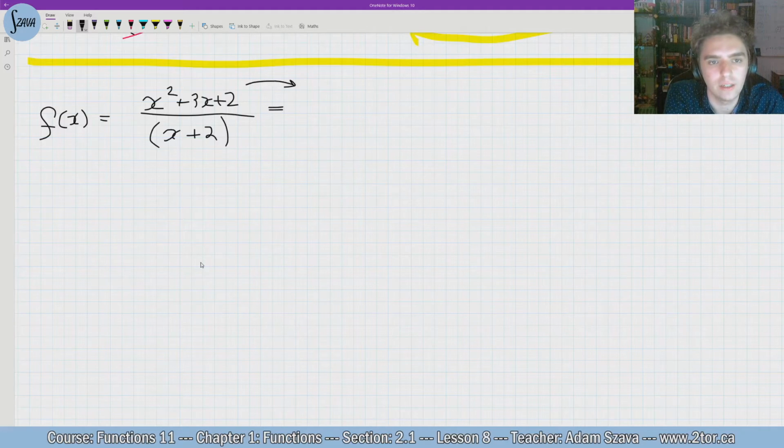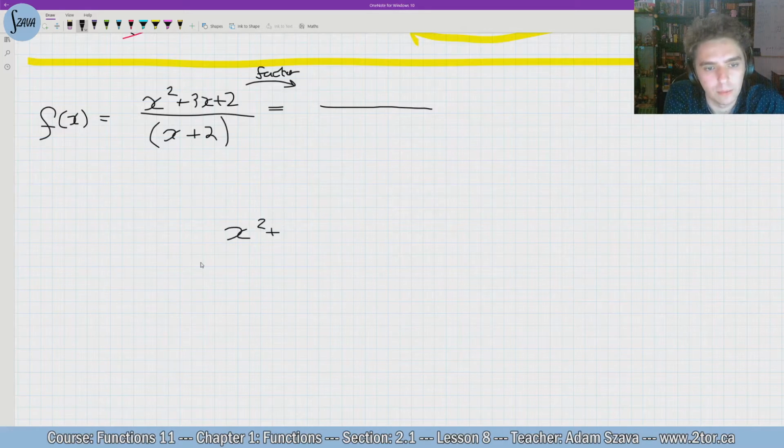So I'm going to factor, just get it in a different form. Essentially I have to factor x squared plus 3x plus 2. I can do this in lots of ways. We went through a whole lesson on how to do this. We have one method to factor, but for solving this, we have lots of ways.